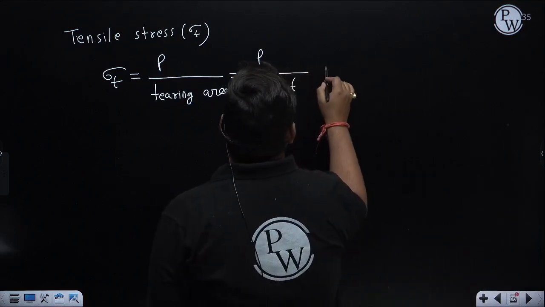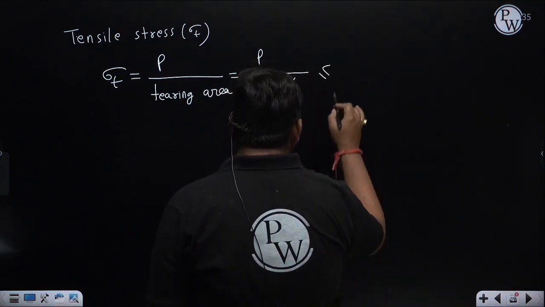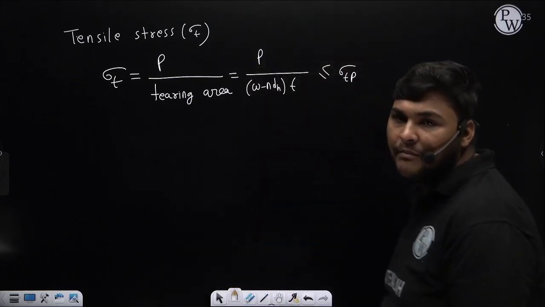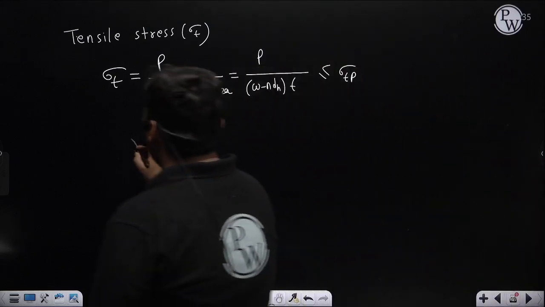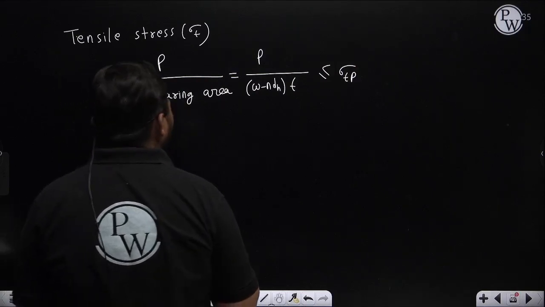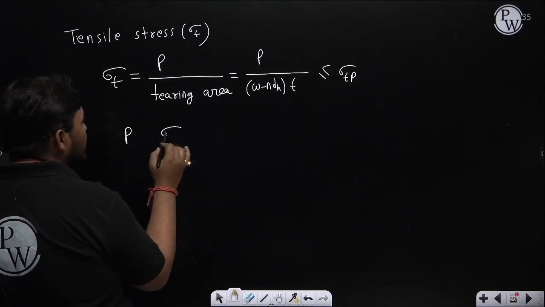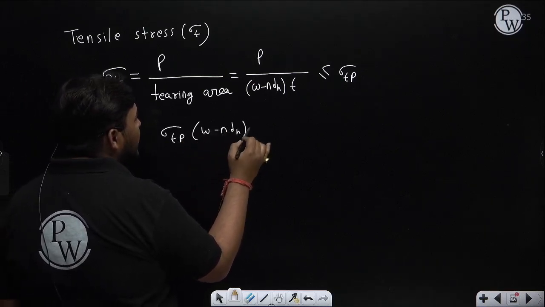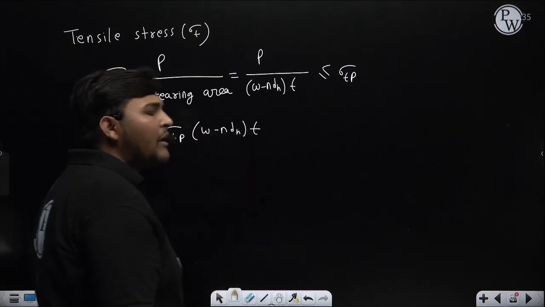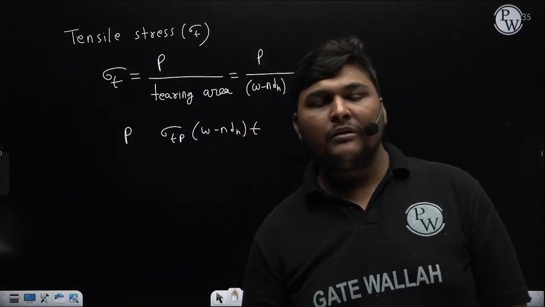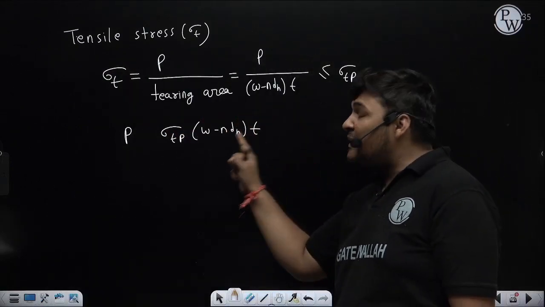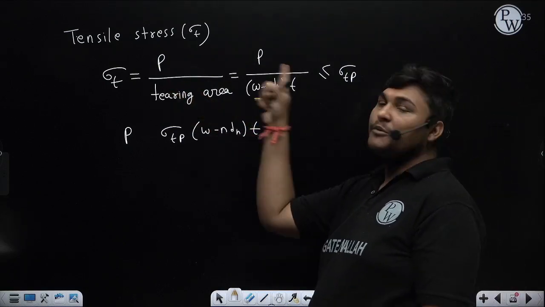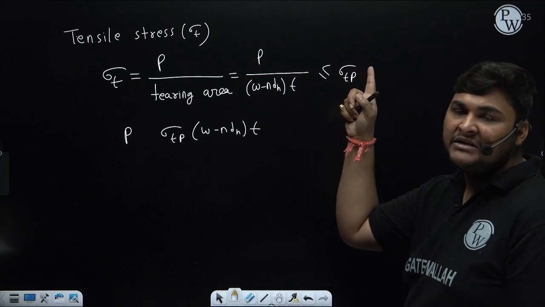Now, to avoid tearing failure, this tearing stress should be less than the permissible tearing stress of the plate. From this formula, if you calculate the value of P, what limiting value of P comes? If you take the equal to sign, it will be sigma Tp into (W minus ndh) into t. It is the limiting value of P to avoid tearing failure, and the actual P should be either equal to this or less than this, because the actual stress should be less than the permissible tensile stress of the plate.